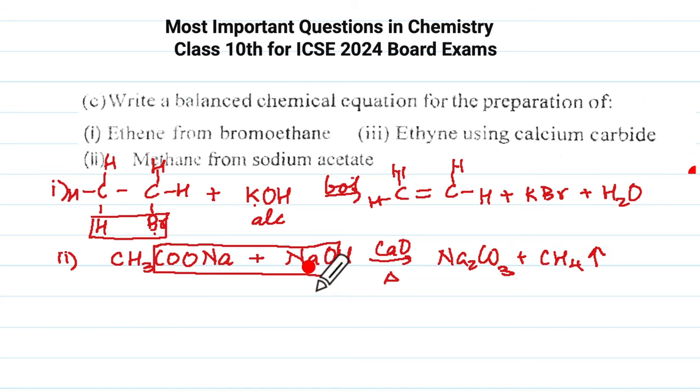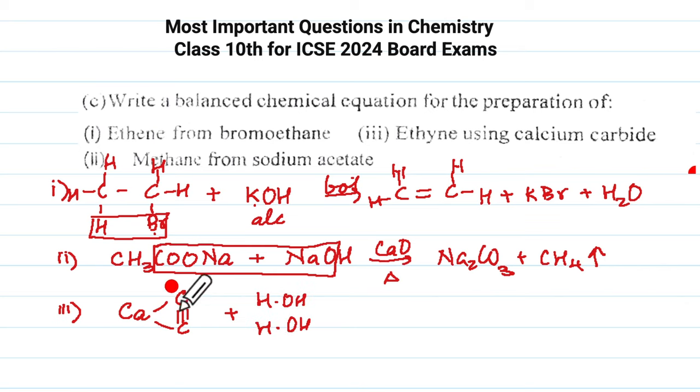This is decarboxylation reaction. Now sometimes they can ask even the type of reactions. This was dehydrohalogenation and this is decarboxylation. Let us come to the third one, ethyne using calcium carbide. Now calcium carbide, this also I like to show with the structure. This is calcium carbide with HOH and HOH. So this is how we will get our ethyne.